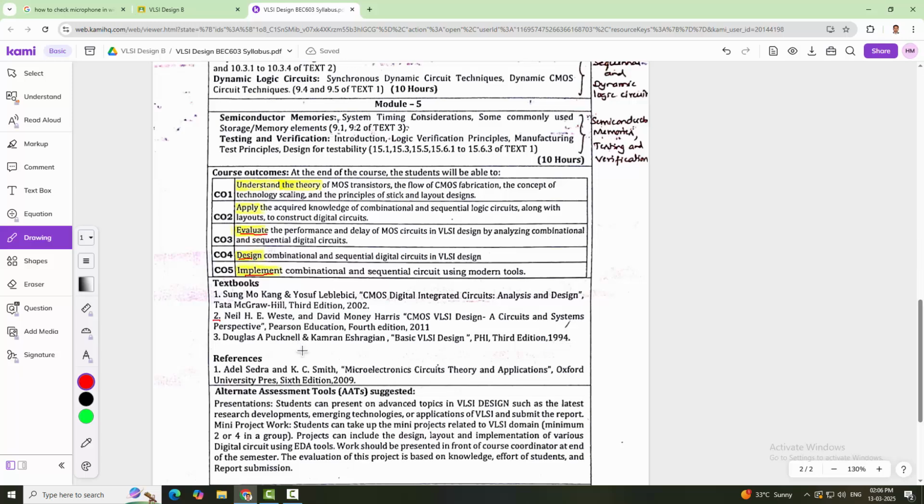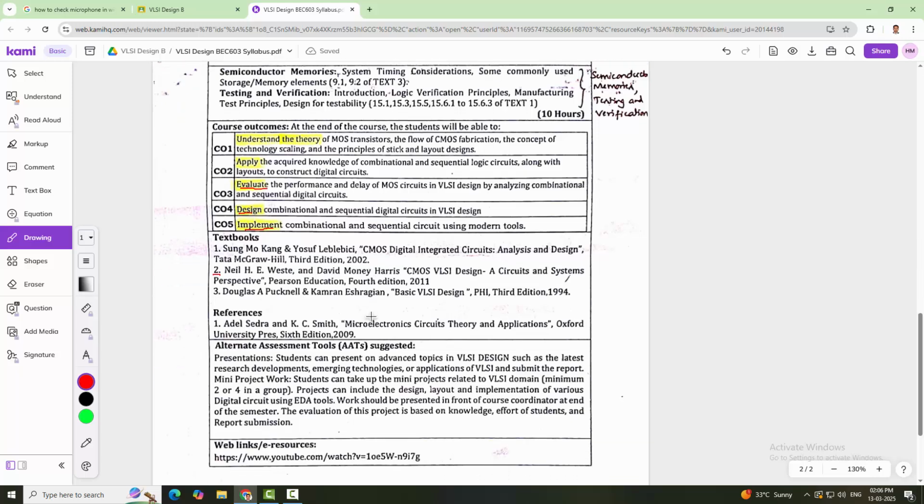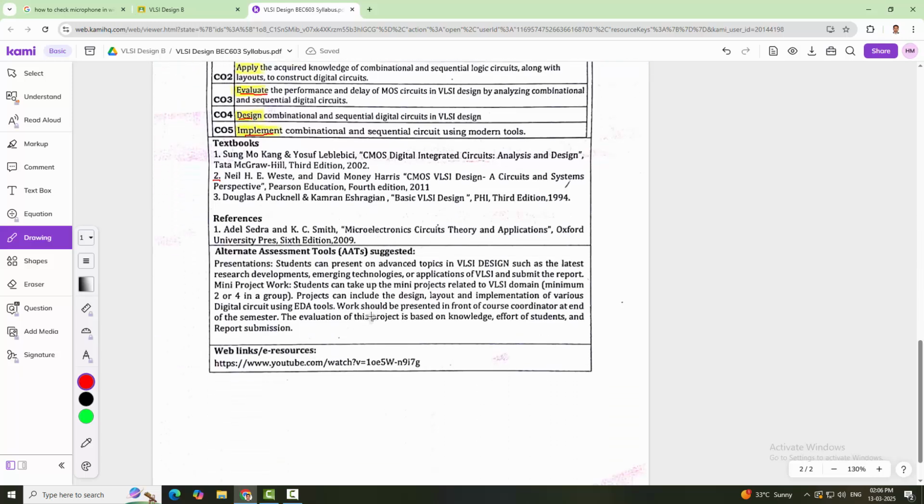Along with the prescribed textbooks, students can also refer to references for additional information. The one reference we have given here is by Adel Sedra and Kenneth Smith. The title of the book is Microelectronic Circuits: Theory and Applications, the publisher is Oxford University Press, 6th edition, printed in 2009. So these are the textbooks required for this particular course.